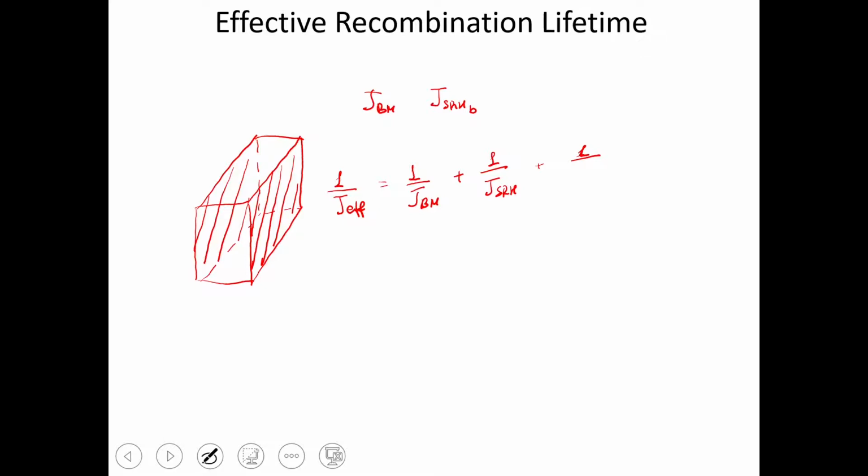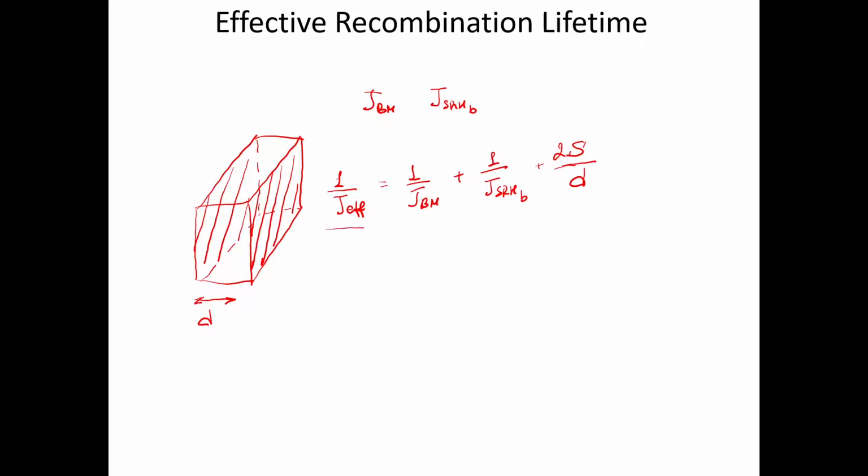And here we need to consider not tau surface recombination, so we specify that here it is in the bulk. Instead, we can consider the surface recombination speed divided by the thickness of this sample, the distance between two interfaces which participate in surface recombination, and since there are two of them, we can multiply this by a factor of 2. Not necessarily that both will participate in surface recombination, but if they do, then we have contributions from both.